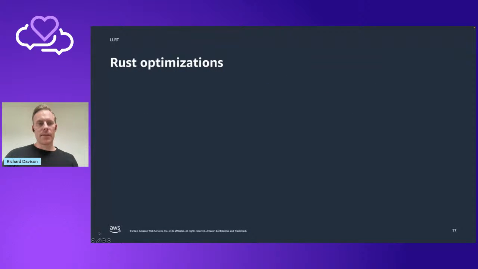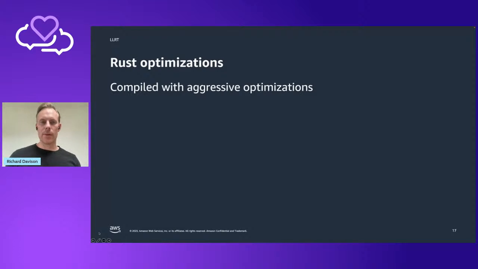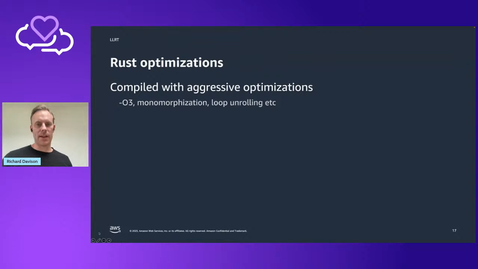Moving on to some Rust optimizations that we apply. So Rust is compiled with some aggressive optimizations. We use O3, so the highest, level 3, optimizations in the Rust compiler. This means that things like monomorphization, where it converts generic code into more specific code, and loop unrolling, meaning that if you have a loop and it sees that it will be more performant not looping, then it does that.